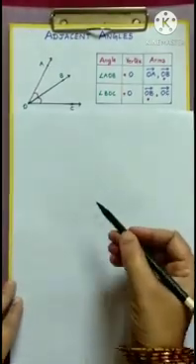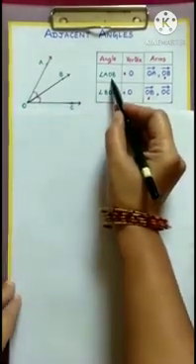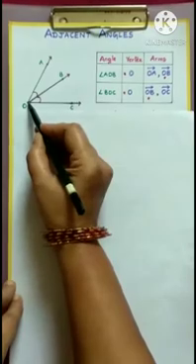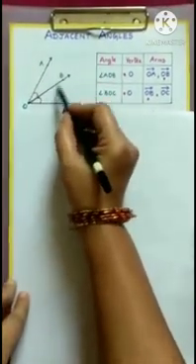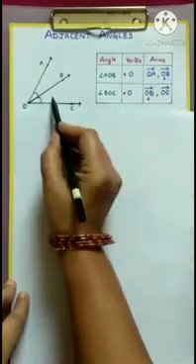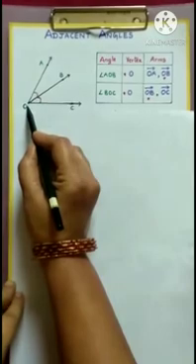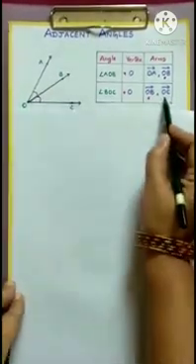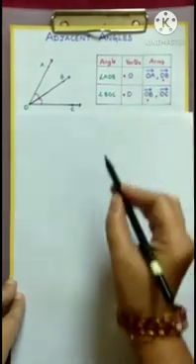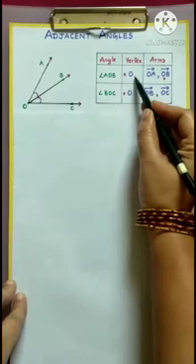As we know that every angle has one vertex and two arms. First, for angle AOB, what is the vertex? O. What are the arms? OA and OB. Now when it comes to angle BOC, what is the vertex? O is the vertex. And what are the arms? OB and OC.